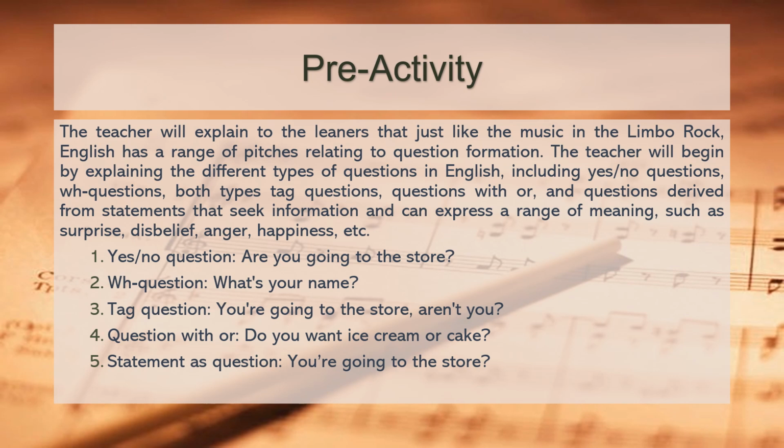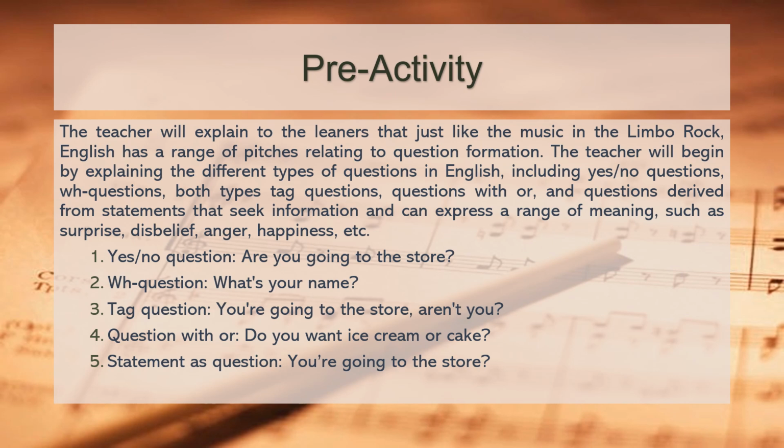So here you see those five different types of questions. Yes, no: "Are you going to the store?" "Yes, I am." "No, I'm not." WH question: "What is your name?" Tag question: "You're going to the store, aren't you?" Meaning I'm asking for information.